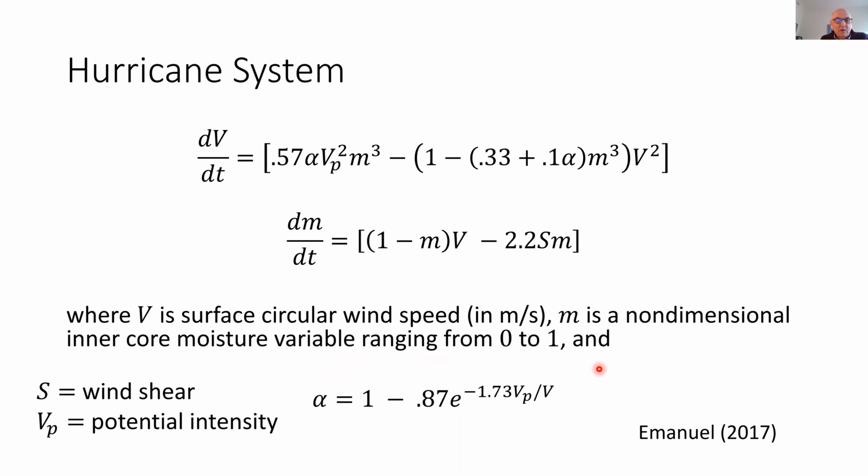So this is a moisture variable. There are two parameters here. One is wind shear. That is the difference between basically the wind at the surface and the wind higher up. And if there is a significant wind shear, it's kind of known that that kills hurricanes. And then VP is the potential intensity. What you want to think of is how strong the hurricane can be. You can think of that as related to the heat available to the hurricane from the patch of ocean it's sitting over.